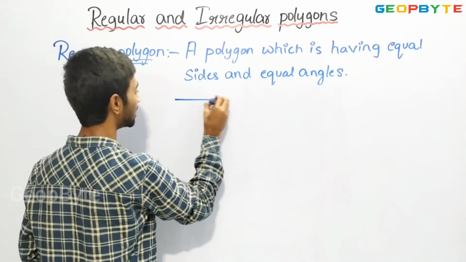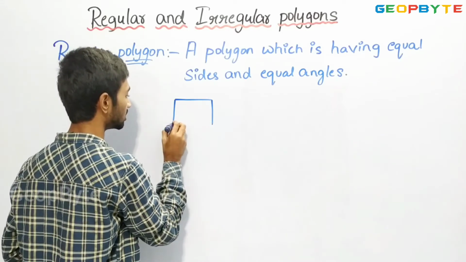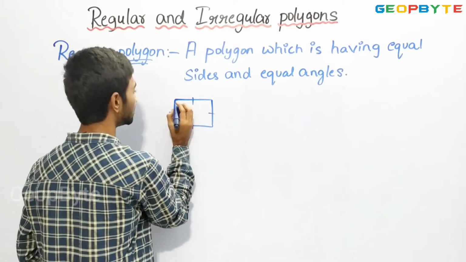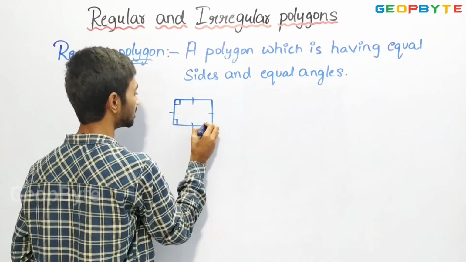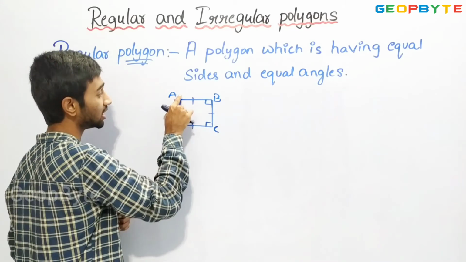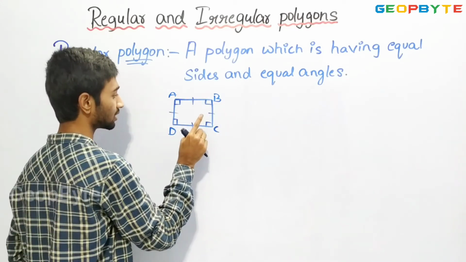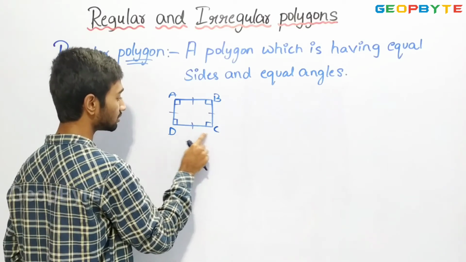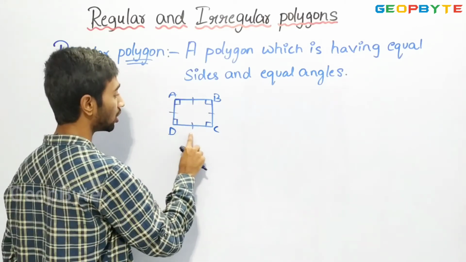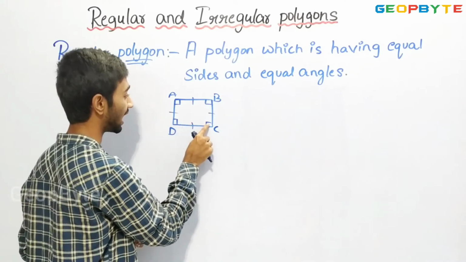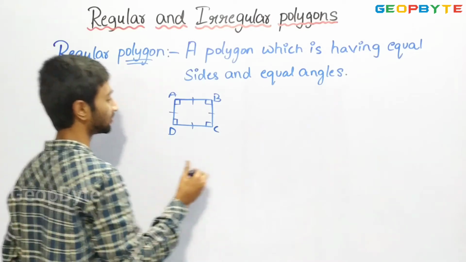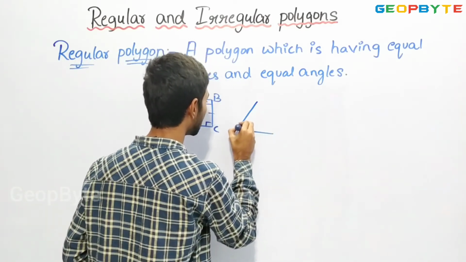For example, let us take a square. We know that in a square all sides are equal and the angles are also equal. A, B, C, D. Here AB is equal to BC, BC equal to CD, CD equal to AD and DA is equal to AB. So we say that all sides are equal and all angles are also equal. So a square is an example of regular polygon and an equilateral triangle.